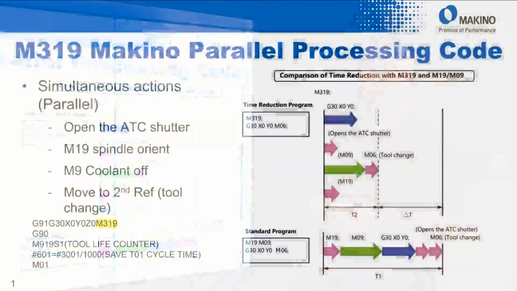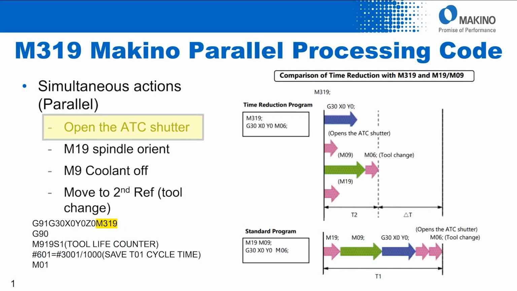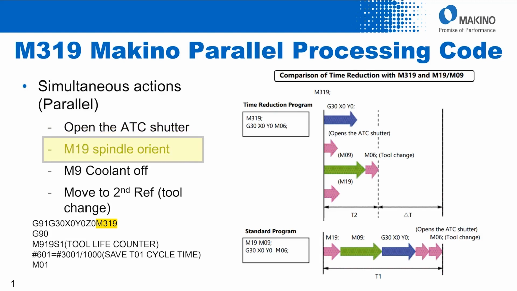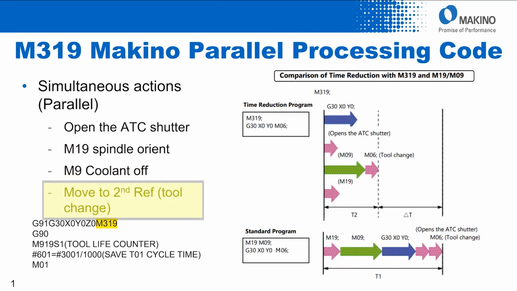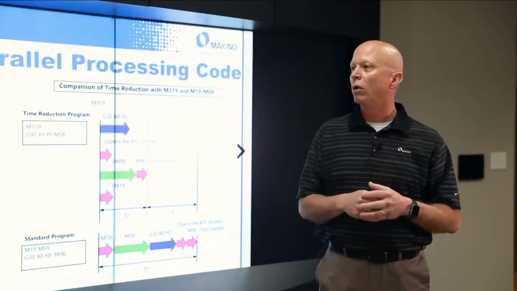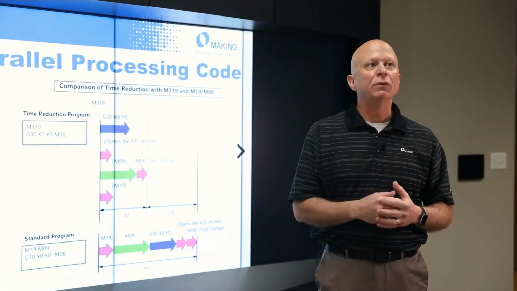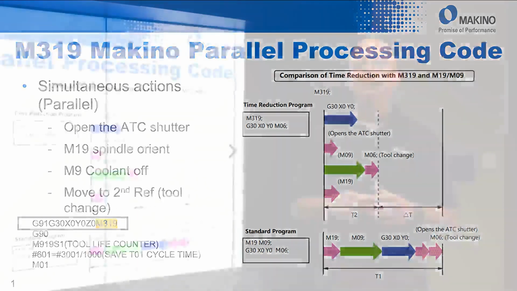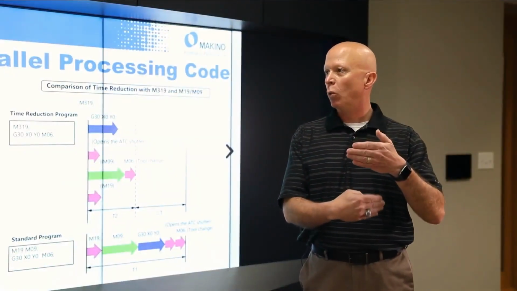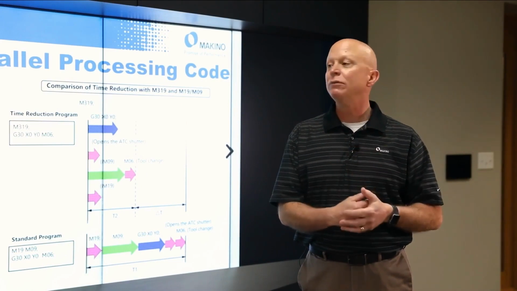So specifically this M code, Darren, it opens the ATC shutter. It orients the spindle, turns your coolant off, all at the same time while you're moving to the second reference position, which is your tool change position. So this is specifically designed for tool changes. So if you look at the code, this one code, the G91, G30, X0, Y0, Z0, M319, does all those 4 tasks into one parallel process. So it saves you a lot of cycle time.